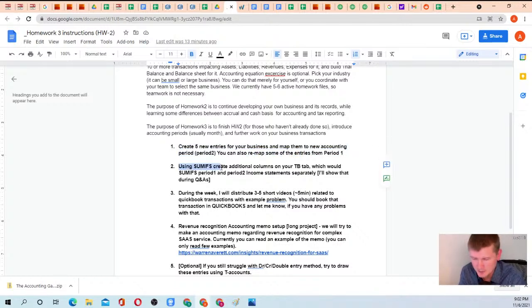Then, using the SUMIFS function, you can create a periodic trial balance and periodic income statement in the future. So far, we only do 2 periods, but later we will work on several more periods, just to give you a feeling of how the month-to-month accounting routine looks like.